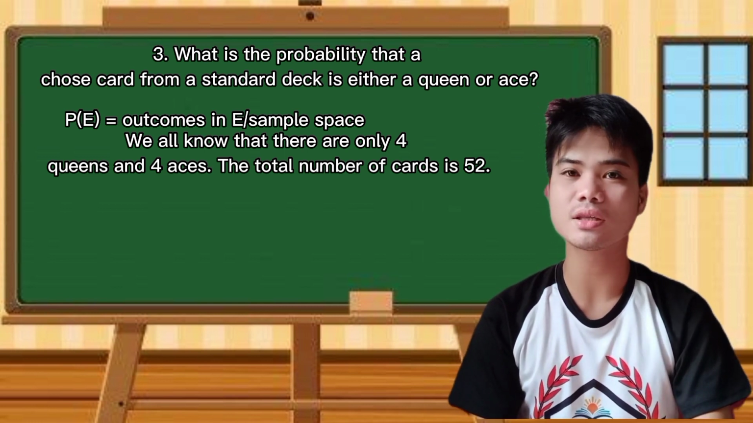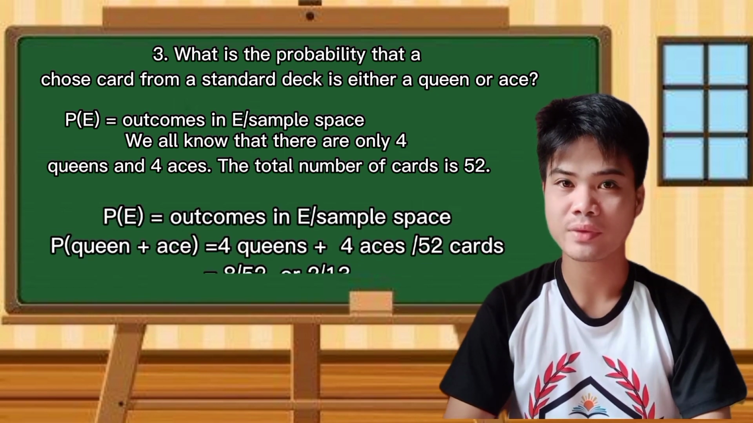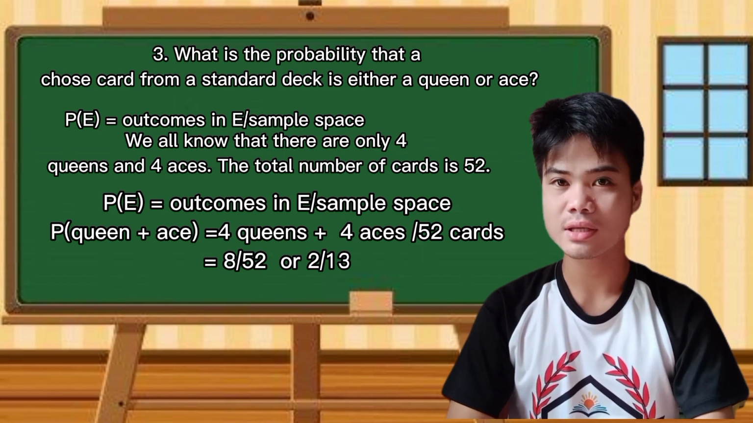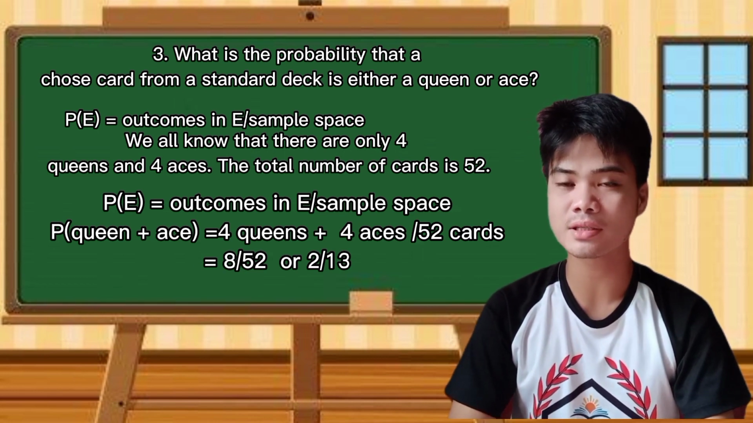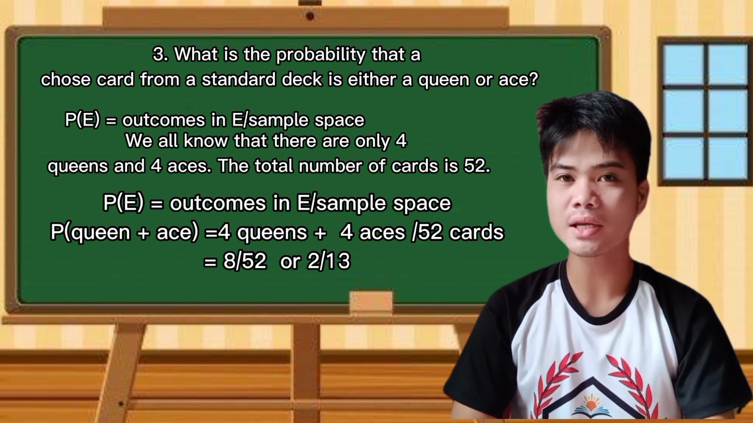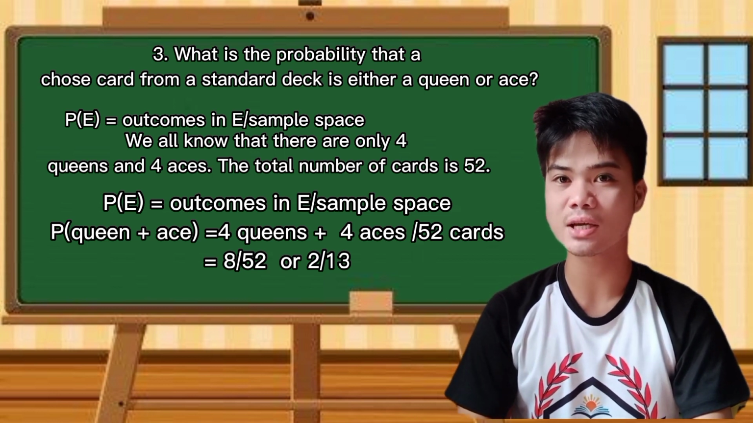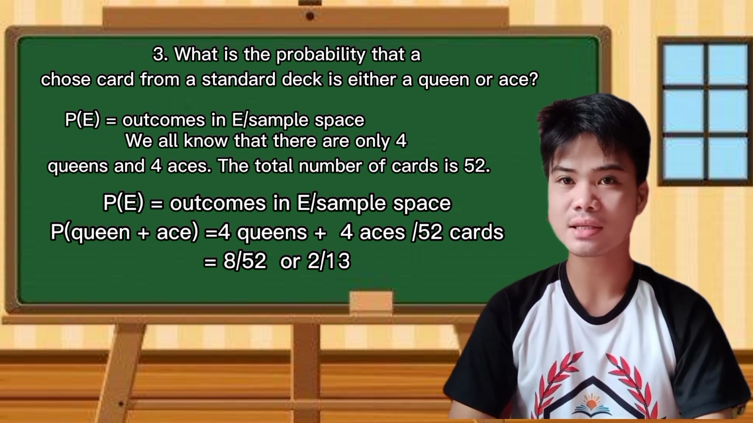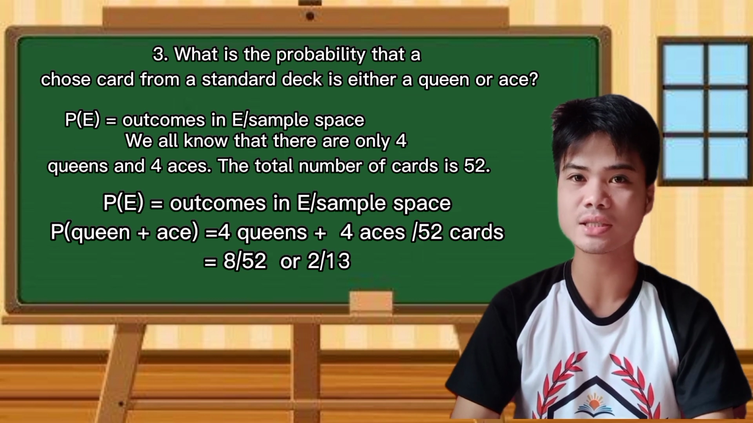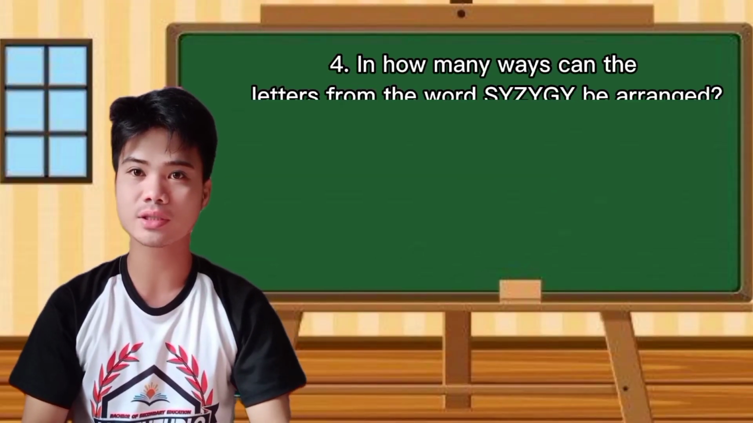Substitute the values using the formula of probability. So, probability of E equals outcomes in E divided by the sample space or the total possible outcomes. So the probability of queen or ace equals 4 queens plus 4 aces divided by 52 cards. So the result is 8 over 52, or reduced to the lowest terms, 2 over 13. Let's go to number 4.